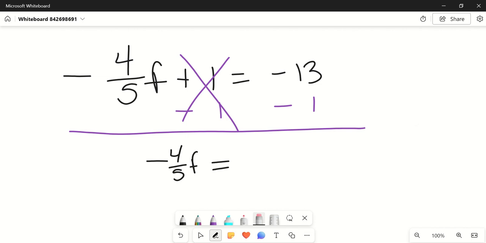So again, I'm at negative 13. I'm taking 1 away from it. Where am I at, ladies and gentlemen? No. Negative 14.